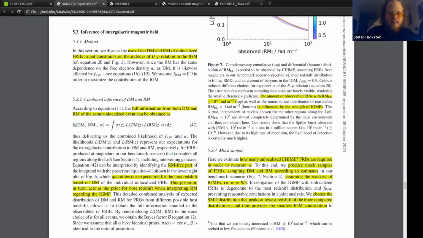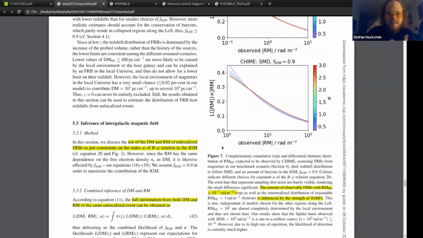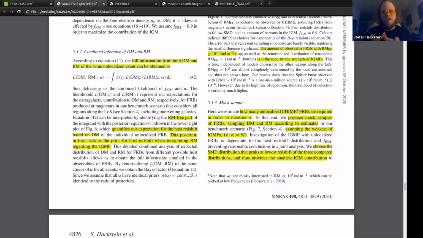So here again, this is the actual equation that we use. And let me shortly give you an intuition for this equation. Looking only at the RM-free part in the integrand, we can see that this is exactly what we used in order to infer the redshift of an individual fast radio burst. So basically what we're doing here is, for an individual fast radio burst, we first look at the DM, see what this tells us about the redshift. Once we have this information, we take this together with the RM and see what this tells us about the intergalactic magnetic field.